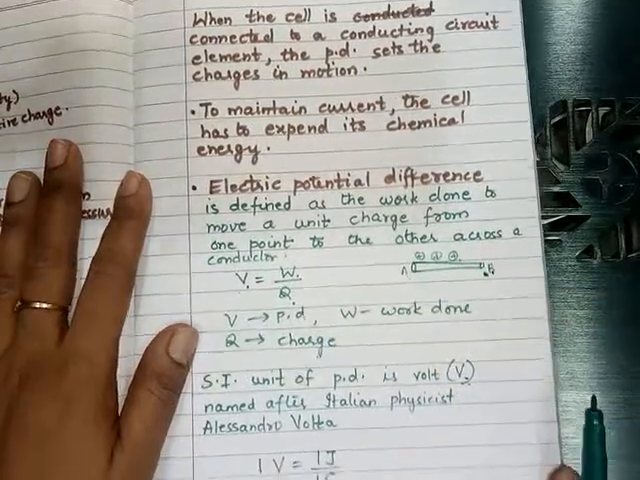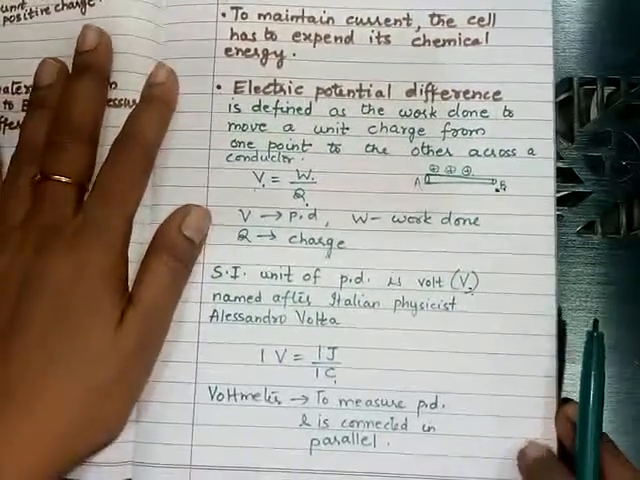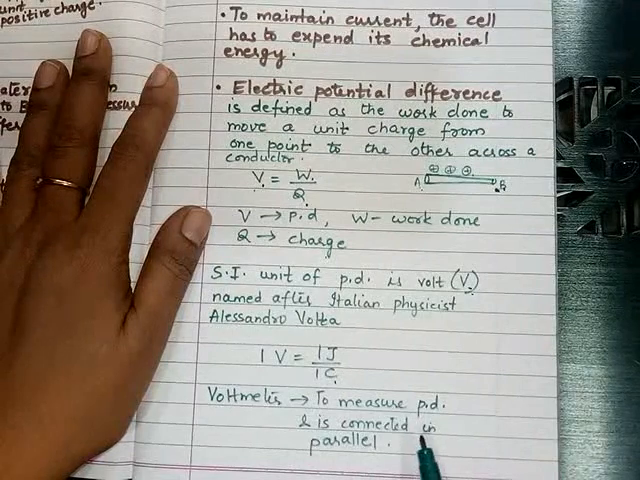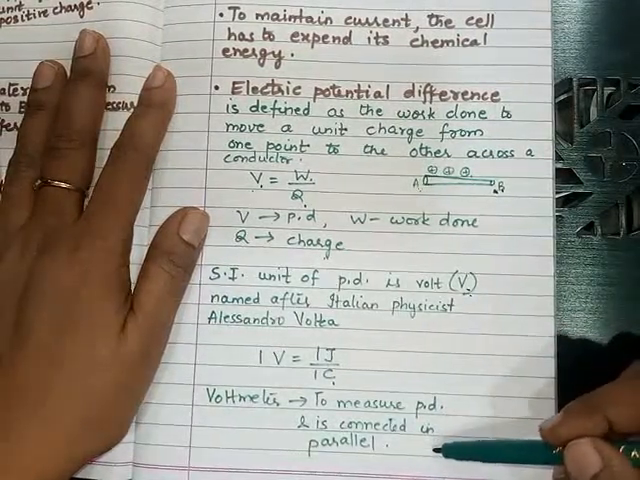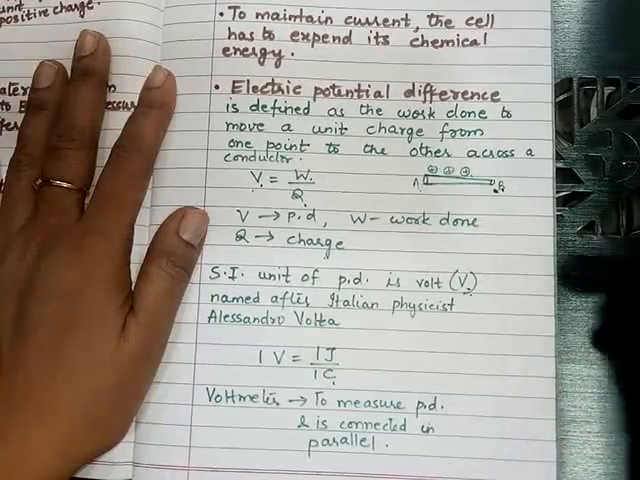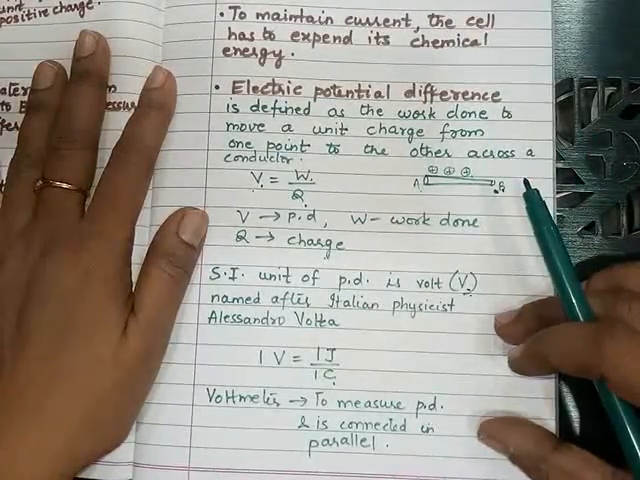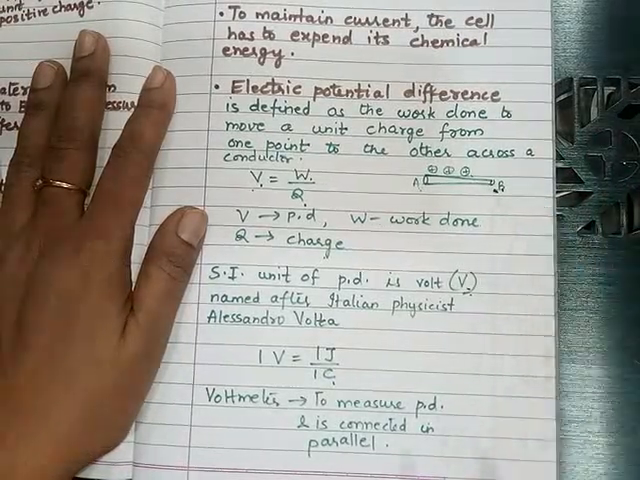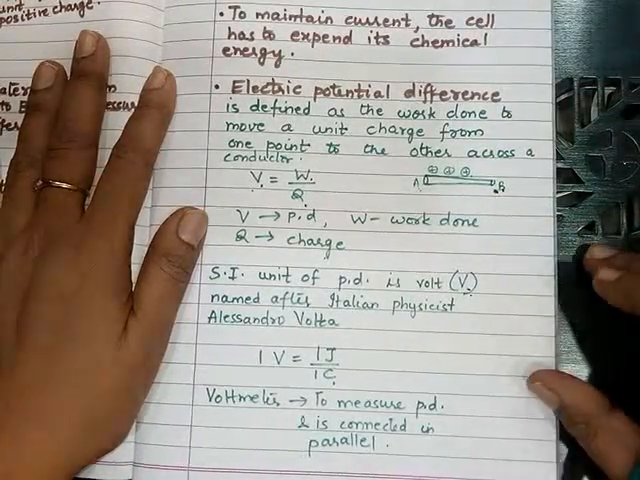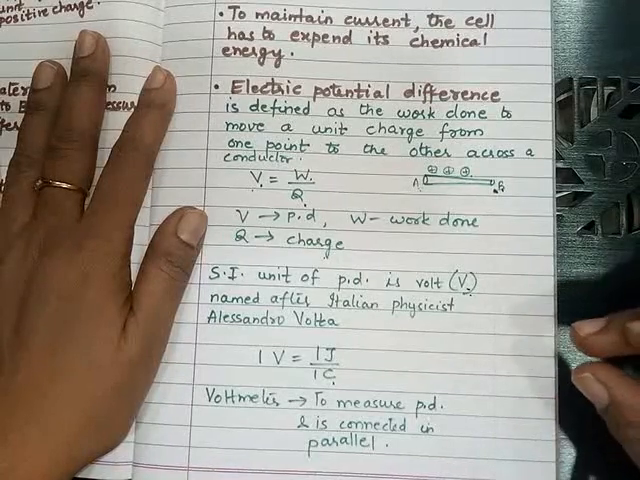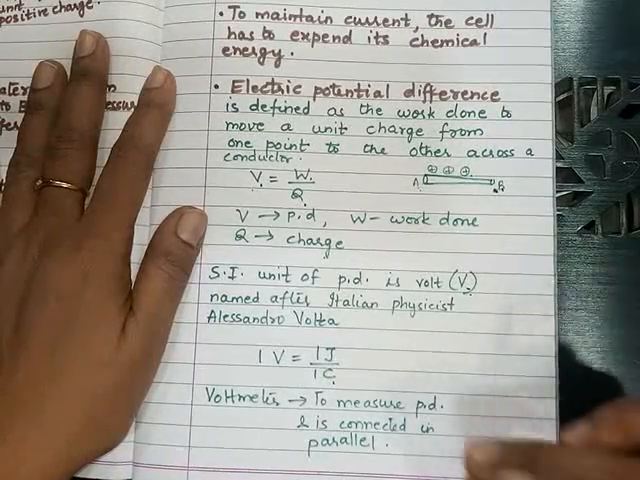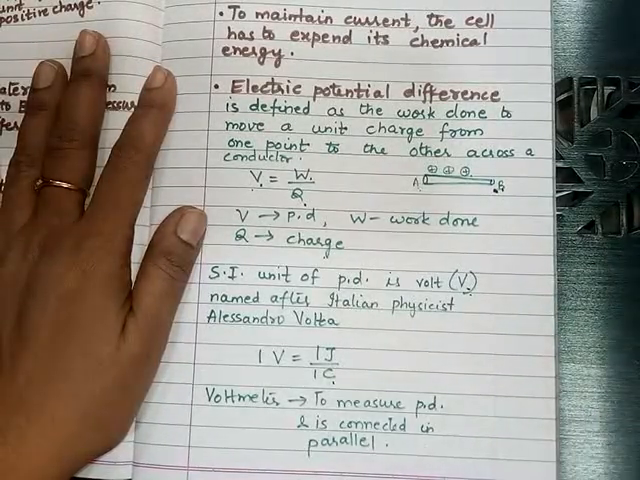We have a measuring instrument called a voltmeter, and this voltmeter is used to measure the potential difference, and it is always connected in parallel across the points where you have to measure the potential difference. So an ammeter is a measuring device which will measure the current, but a voltmeter is a measuring device which will measure the potential difference, and it will always be connected in parallel.